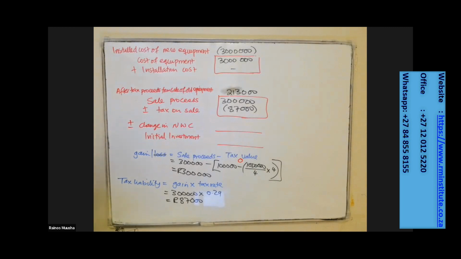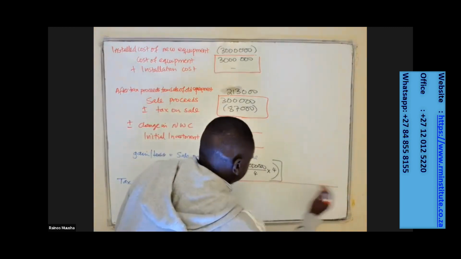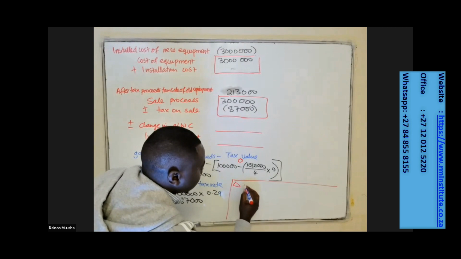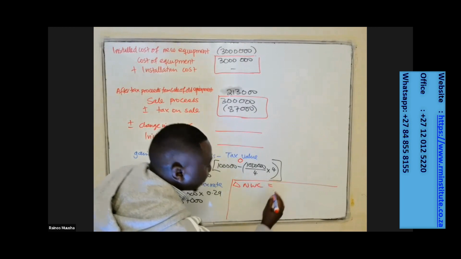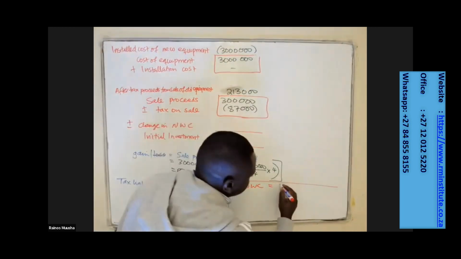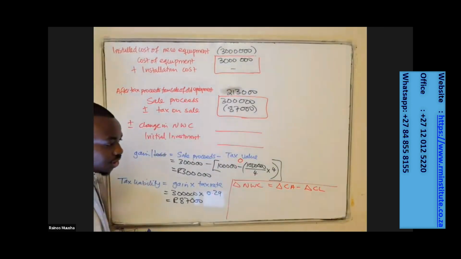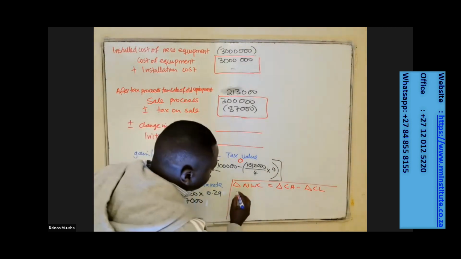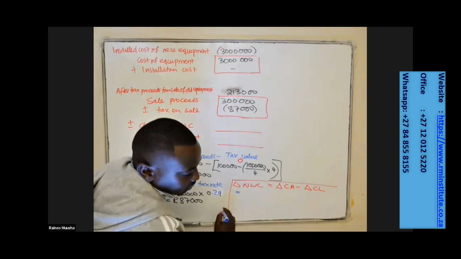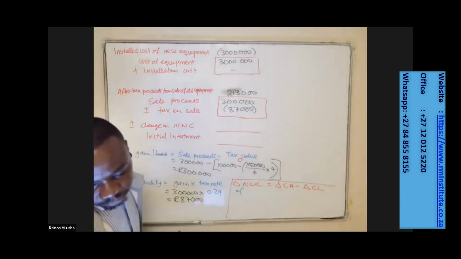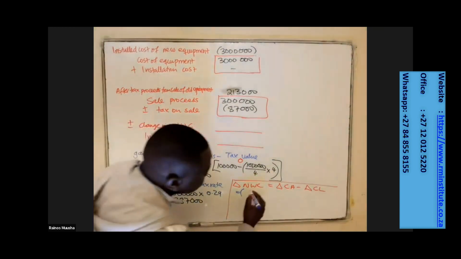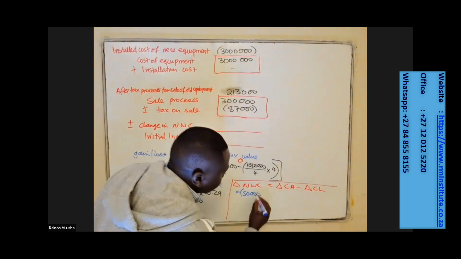Next, we also have to determine the change in net working capital. Remember, the change in net working capital is equal to your change in current assets minus your change in current liabilities. So what do we see? Our current assets, what makes up our current assets? Our current assets are made up of your inventory, and your inventory is increasing, so 50,000.